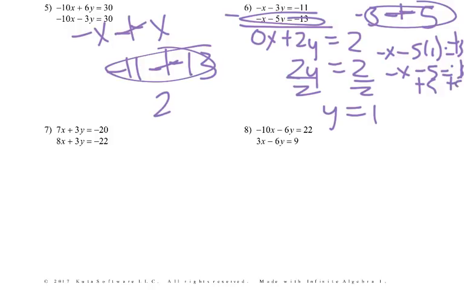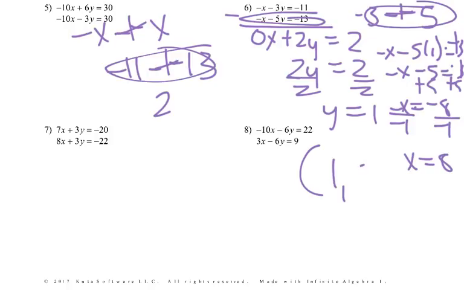Add 5 to both sides. Negative x equals negative 13 plus 5 is negative 8. Divide by negative 1 because we can't have a negative x. And x equals a positive 8. So my answer, 8, 1, is where these two equations intersect.